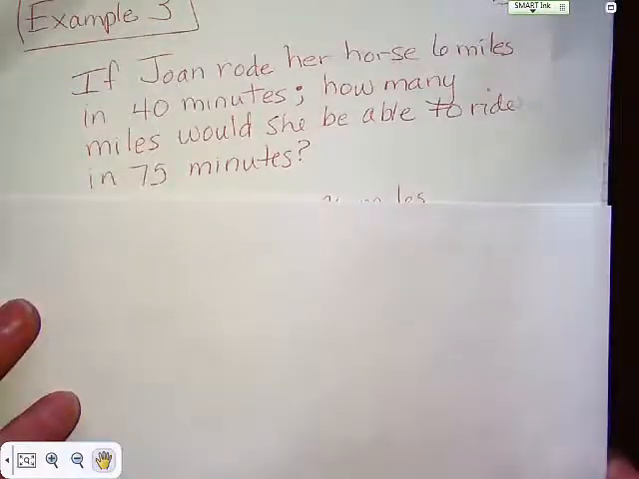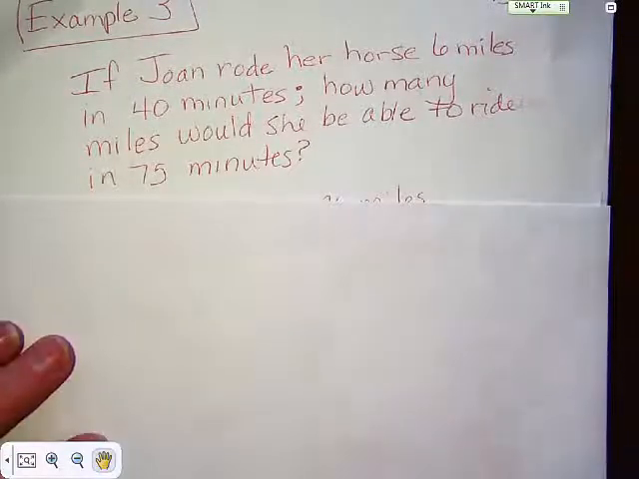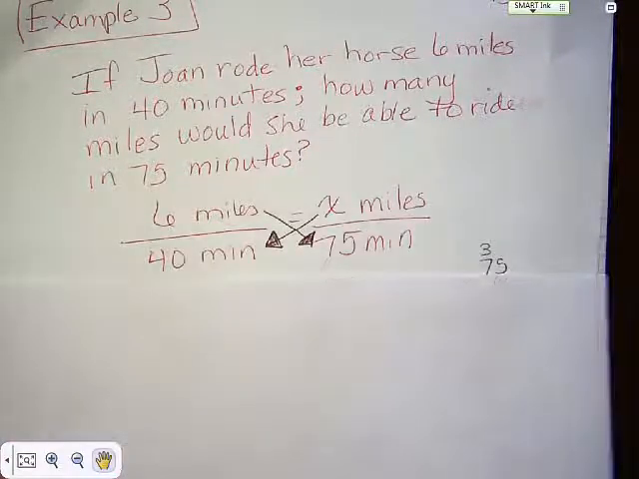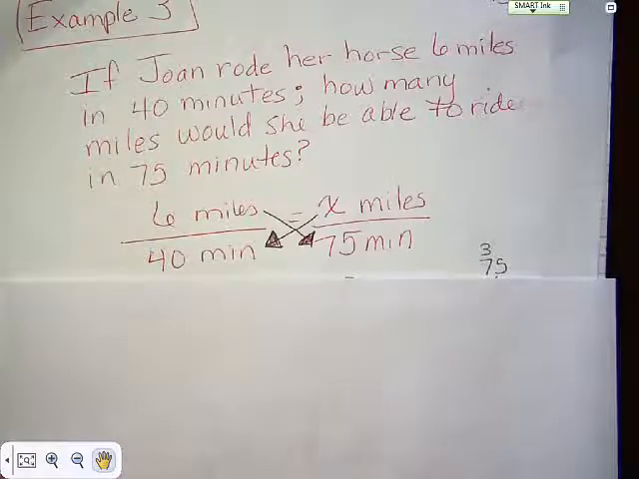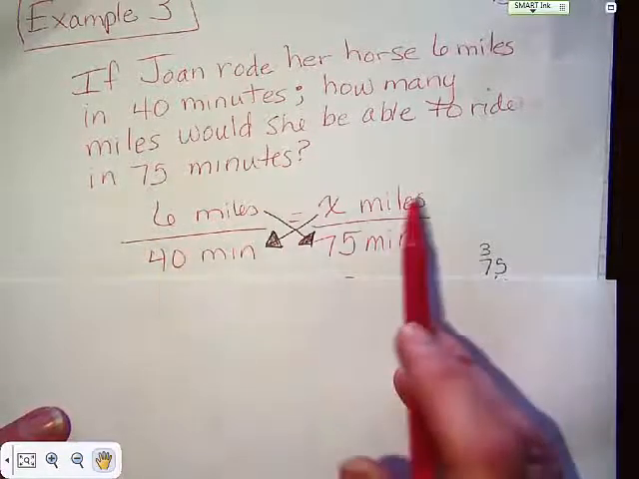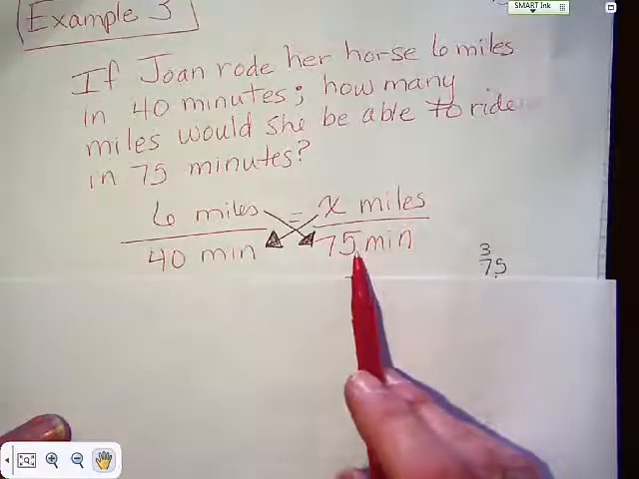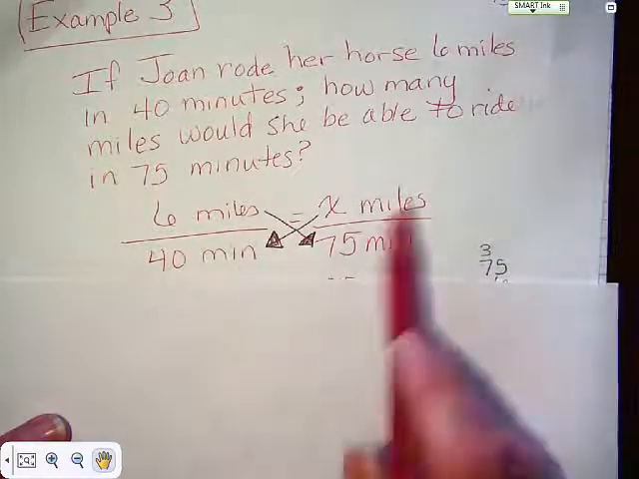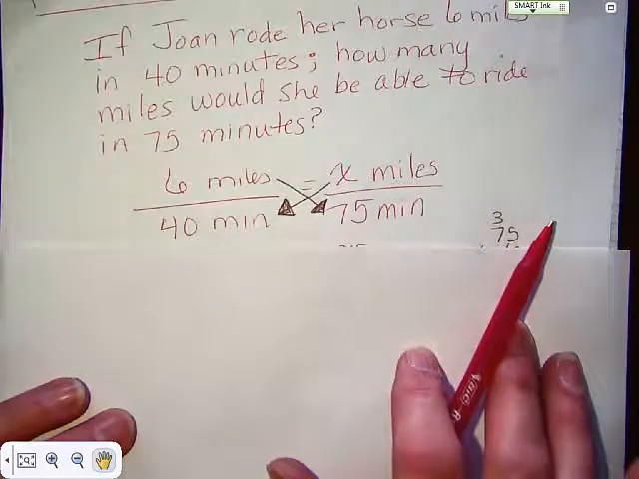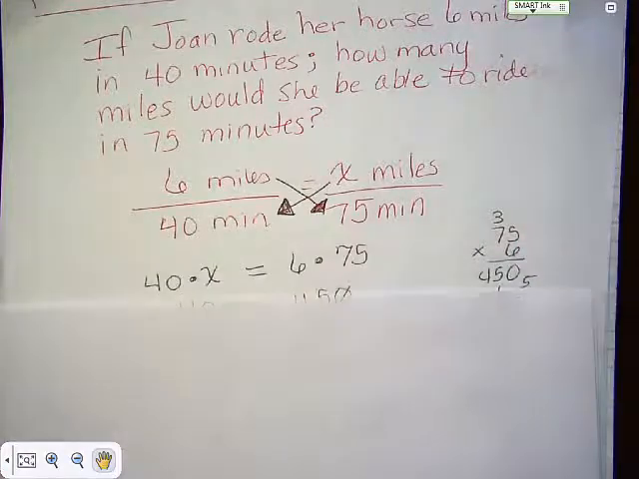Okay, third example. If Joan rode her horse 6 miles in 40 minutes, how many miles would she be able to ride in 75 minutes? Okay, now dividing this one probably doesn't work quite as well. I think setting it up in a ratio really works the best for this one. We have 6 miles in 40 minutes. How many miles in 75 minutes? Notice miles on the top, minutes on the bottom, miles on the top, minutes on the bottom. Again, write this example down because it is kind of like one that you're going to see on the quiz.